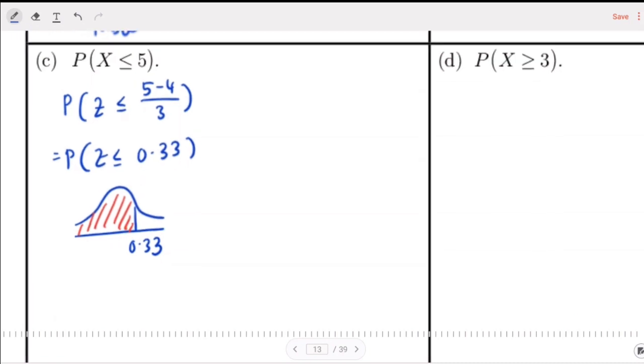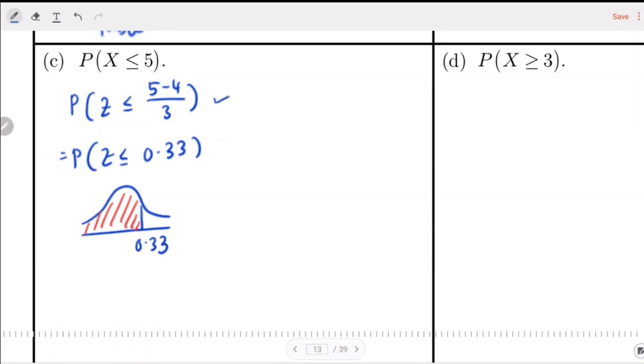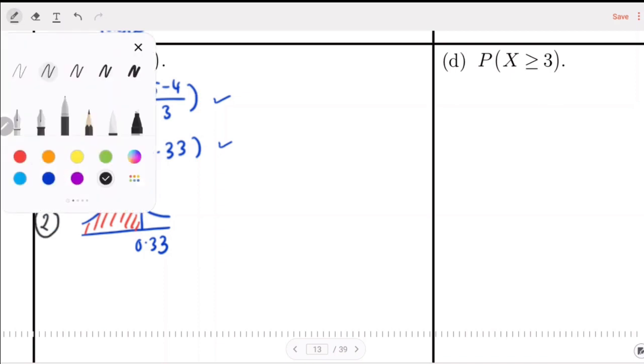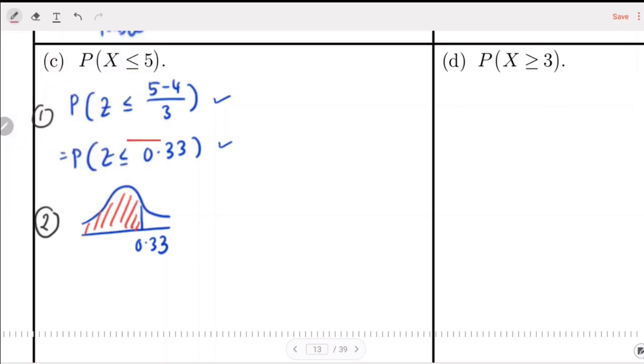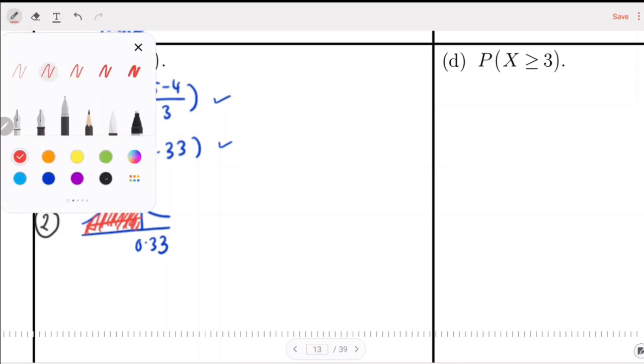So the first step is to standardize like this, and then we get the value, give your answer into decimal places. So we have probability for z less than equal to 0.33. And then the second step is to sketch the bell shape. And since our probability that we like to find is z less than equal, which means it goes to the left. So the shaded region will be on the left side of 0.33. That is our second step.